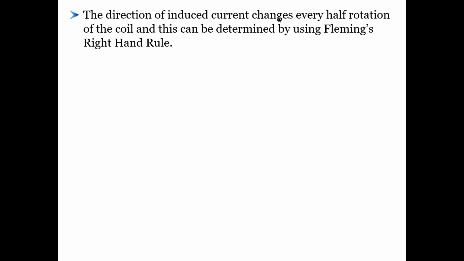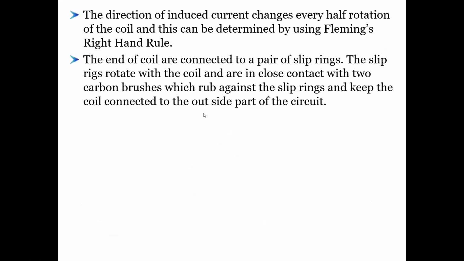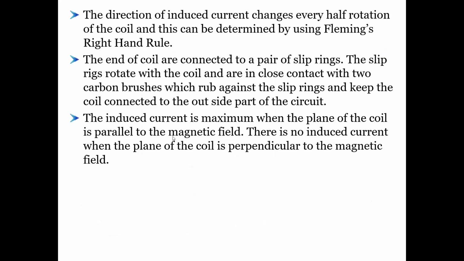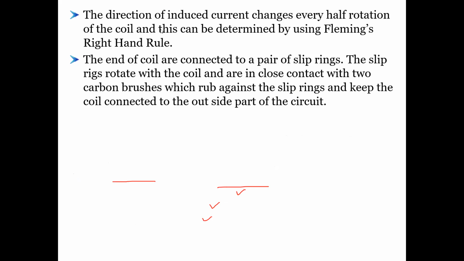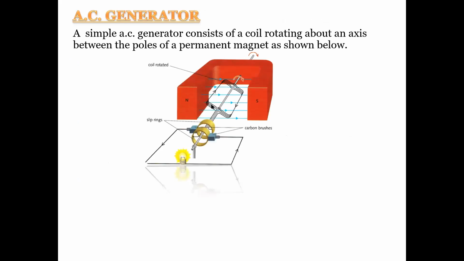And if you want to find the direction of the induced current, we use Fleming's right hand rule, which we already discussed in the last session. If you want to increase the induced EMF, to produce a larger current or voltage, we should use a coil with more turns, use a stronger magnet, and rotate the coil faster. They all increase the output voltage.